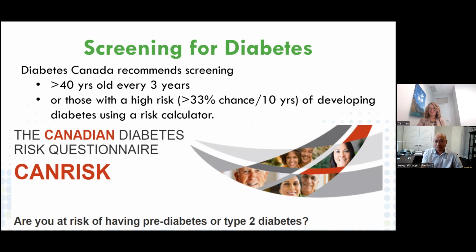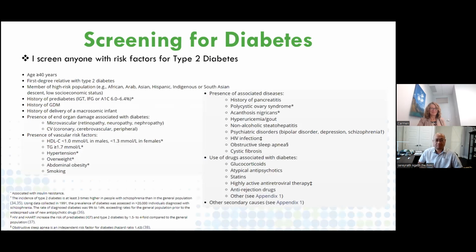And I take a more pragmatic approach to screening for diabetes in individuals. So what I do is I screen anyone with risk factors for type 2 diabetes. And these are the majority of the risk factors that you can see on the screen. So anyone who's 40 years and older, I screen.